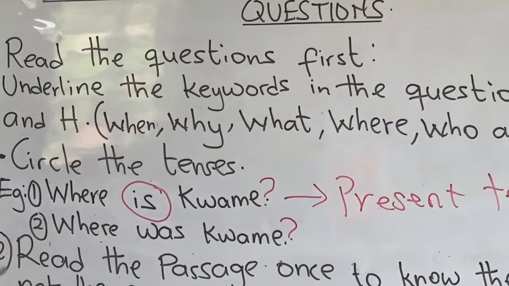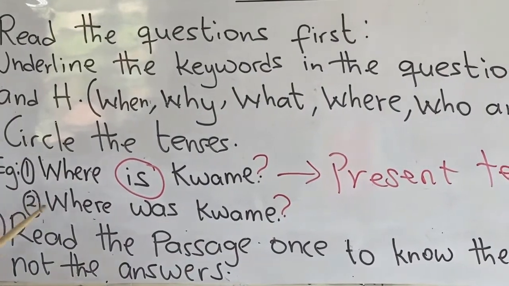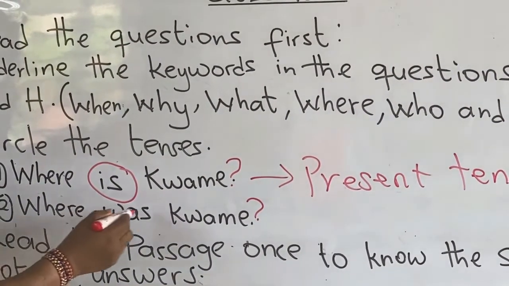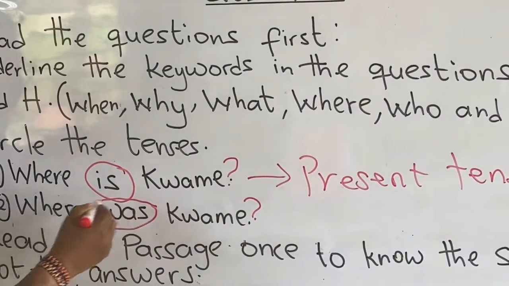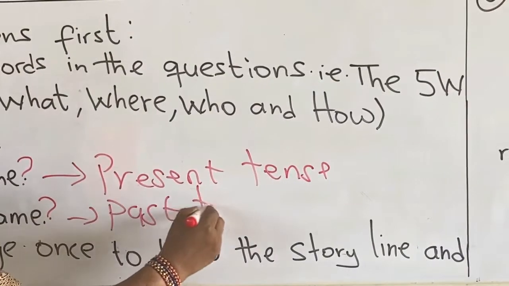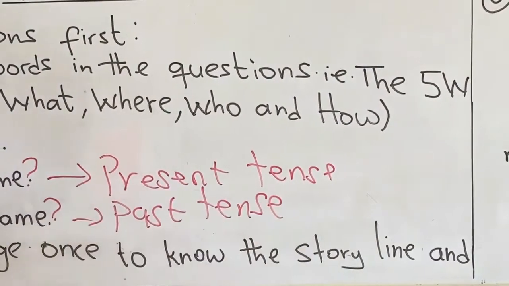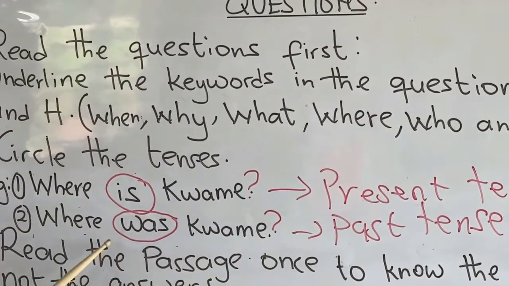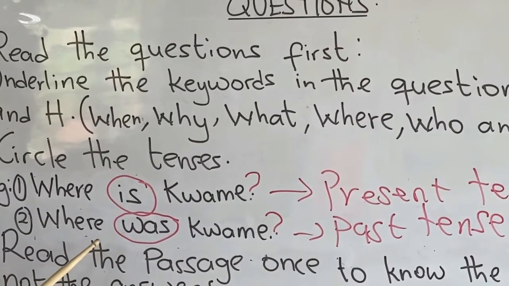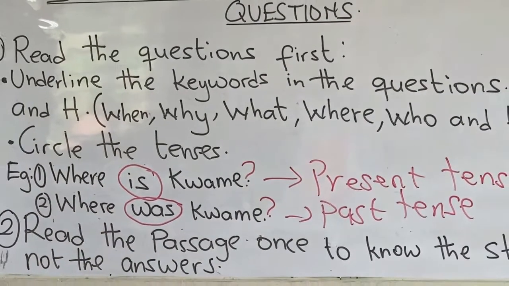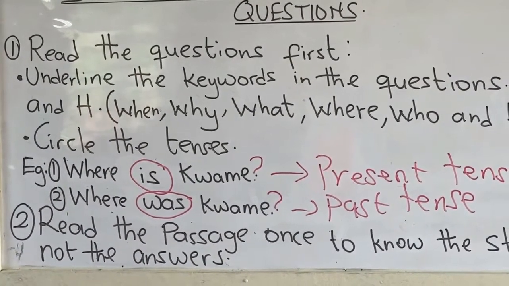Now, let's look at example 2. Where was Kwame? The verb here is in the past tense. Meaning, because of the word "was", when answering this question, the answer should be in the past tense. Now, let's move on to step 2.